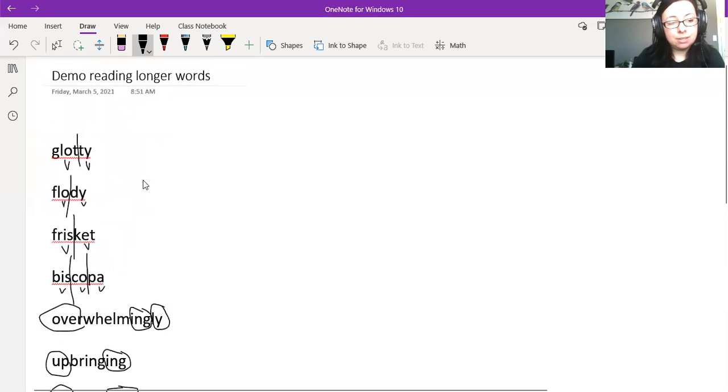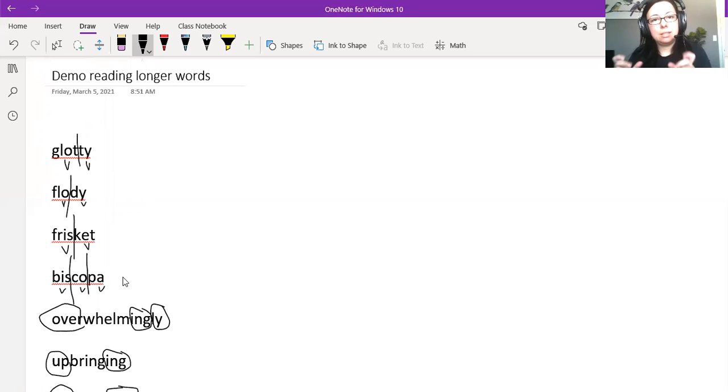Now, the syllable division rules don't always work, but they will work maybe about 90% or even higher percentage. So there will be words that will not follow the general syllable division rules, but it will still bring them way closer, and they wouldn't have to rely on guessing.